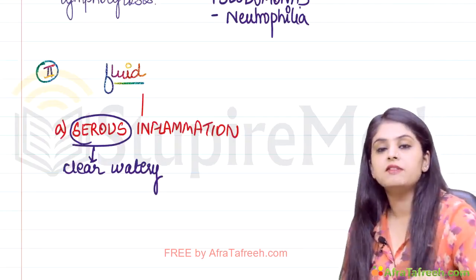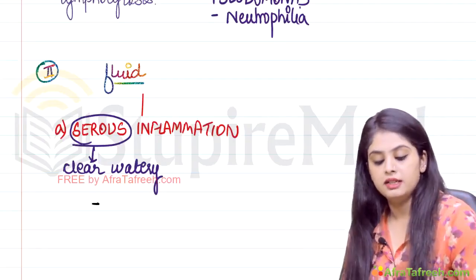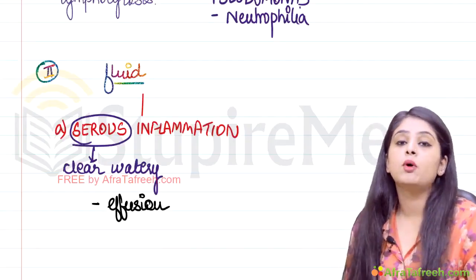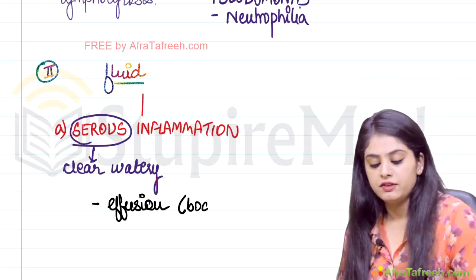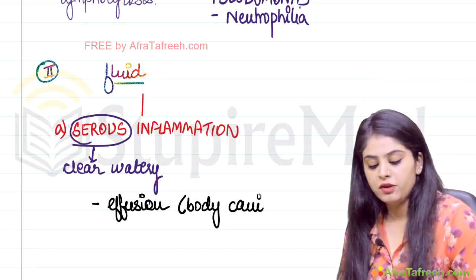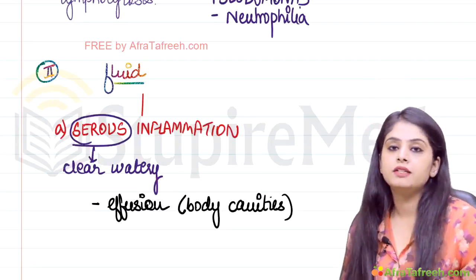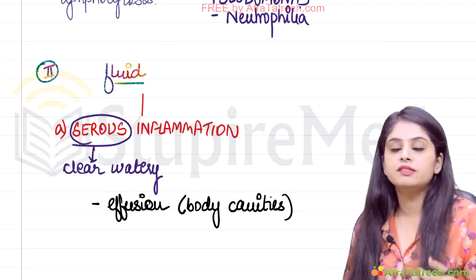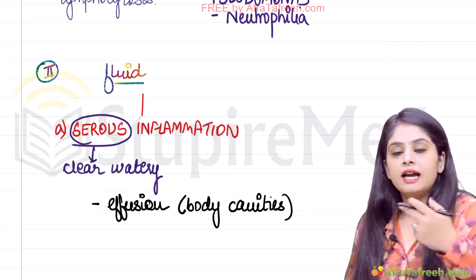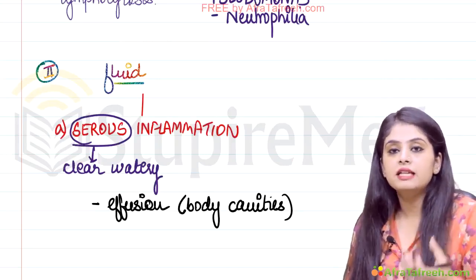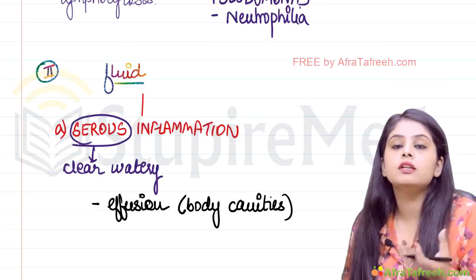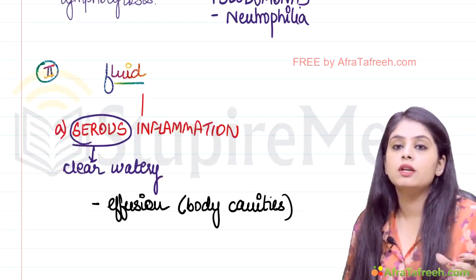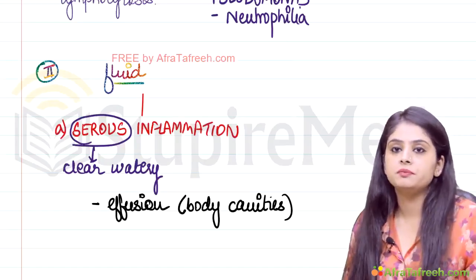Now, this type of inflammation is usually seen in effusions. That is in the body cavities. What do we mean by this? For example, the pleural cavity, pericardial cavity, peritoneal cavity. Everyone knows that these are body cavities. So the lining of the body cavities in inflammation releases this clear watery fluid that is an effusion. And what type of inflammation would it be? We will call it a serous inflammation.